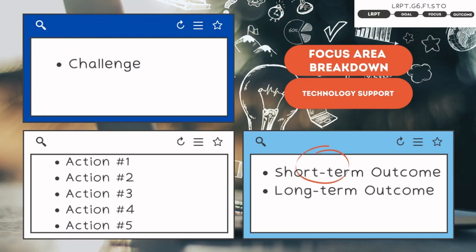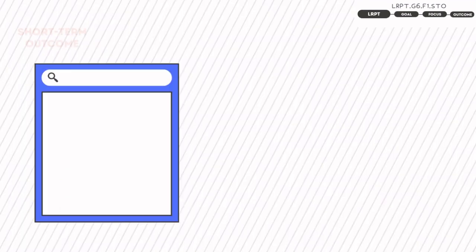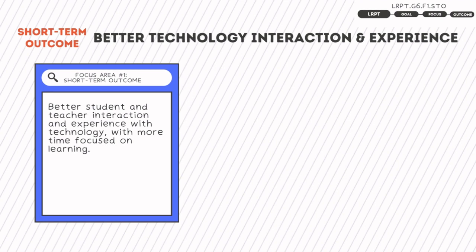Now that we understand the challenge and have some actionable ideas, let's look at outcomes. The short-term outcome of focusing on technology support is better student and teacher interaction and experience with technology, with more time focused on learning.